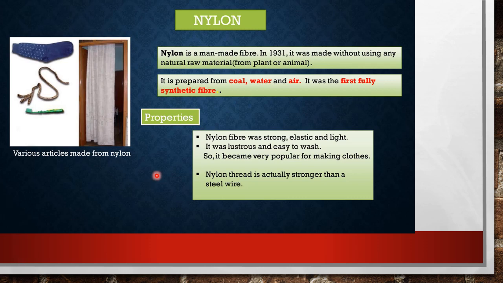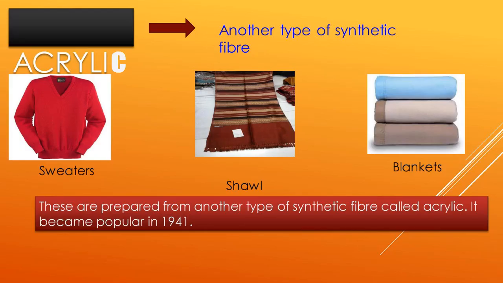Nylon fiber was strong, elastic and light. It was lustrous and easy to wash, so it became very popular for making clothes. And nylon thread is actually stronger than a steel wire.